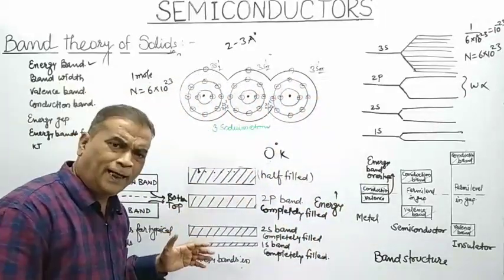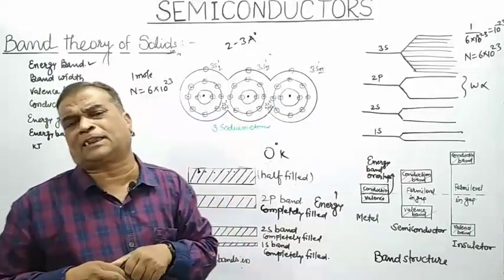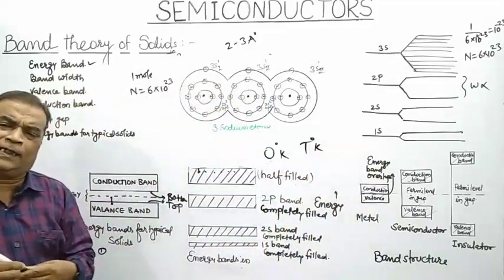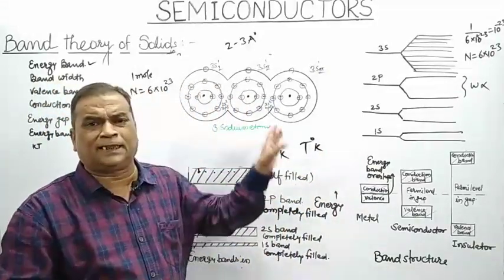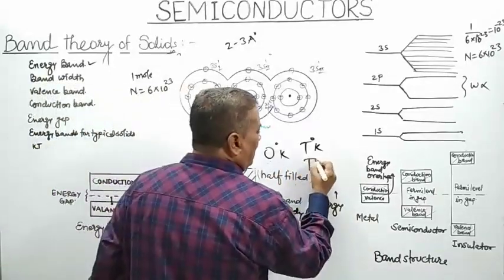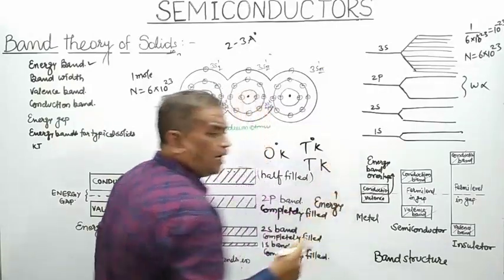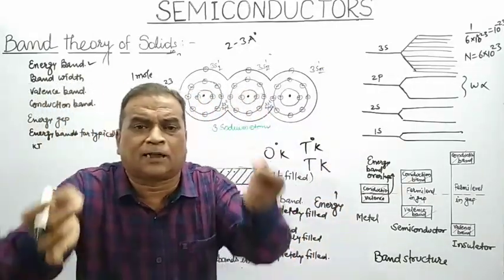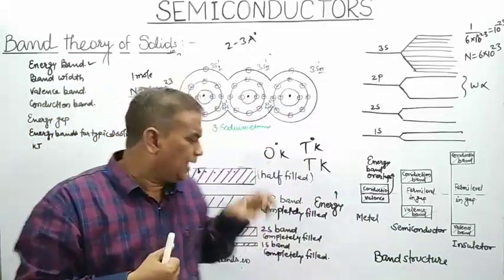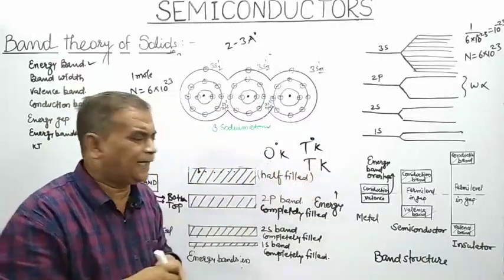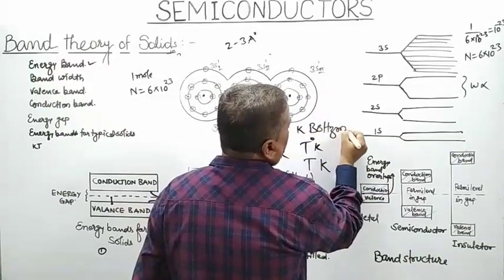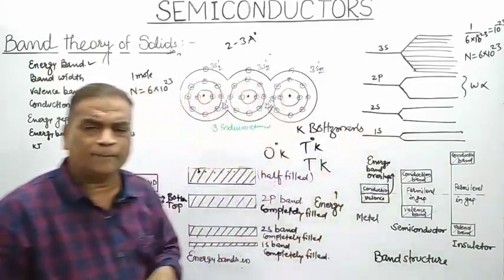But as soon as the semiconductor is kept at some finite temperature T degree Kelvin, we know that the electrons in that semiconductor will absorb kT amount of thermal energy. What is the thermal energy received by an electron? Thermal energy received by electrons in the semiconductor will be kT, where k is known as Boltzmann's constant.